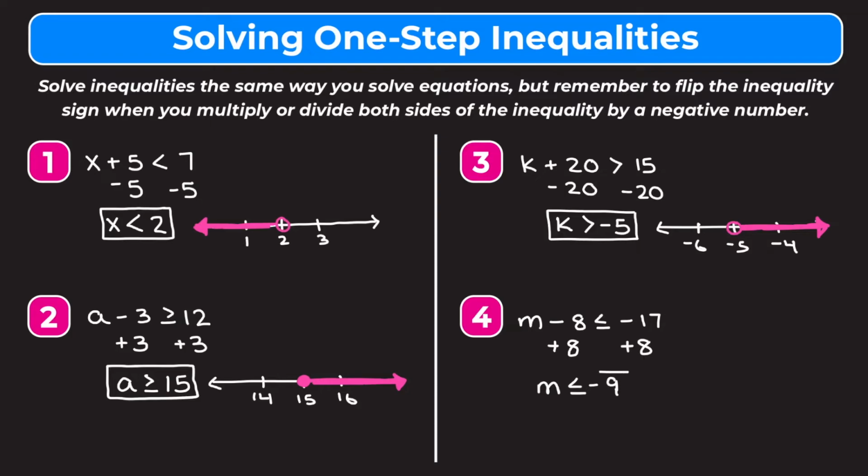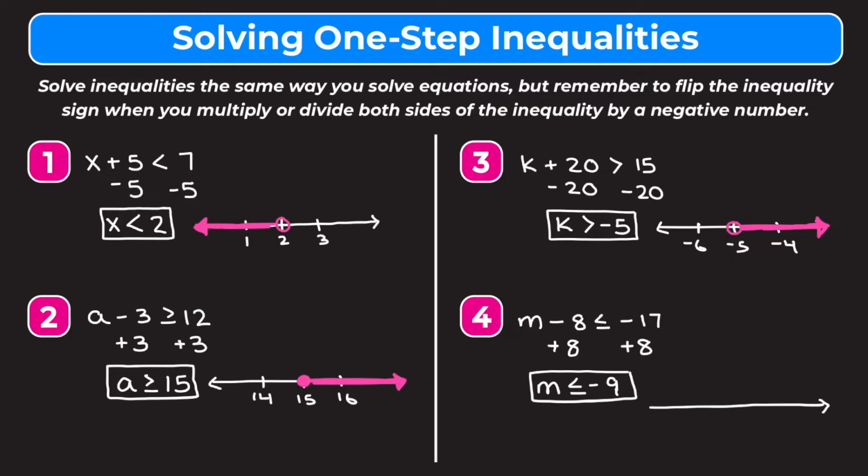So we get that m is less than or equal to negative 9, which means m can equal negative 9 or anything below it, so negative 10, negative 11, negative 2,000. And it could be decimals, it could be negative 10.5. It just can be any number less than or equal to negative 9.